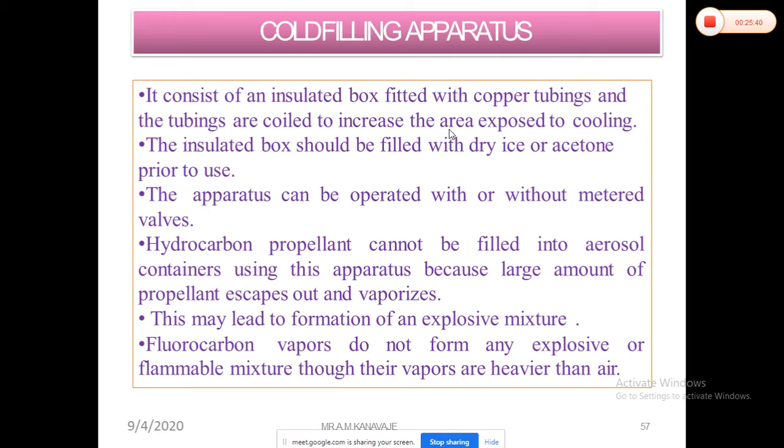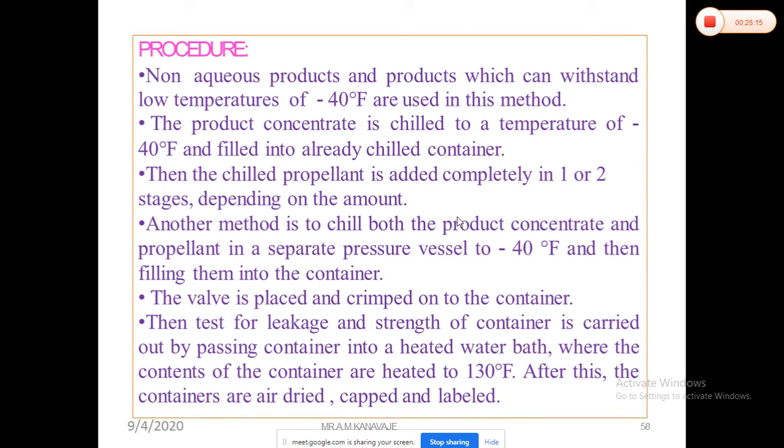Here we cannot use the hydrocarbon propellant, because if you are using the hydrocarbon propellant, a large amount of propellant escapes out and gets vaporized, and that will form some explosive mixtures. So that's why mostly hydrocarbon propellant we cannot use here. Also, fluorocarbon vapors do not form any explosive or flammable mixtures, and they are heavier than the air, so that's why mostly the fluorocarbon propellant is used.